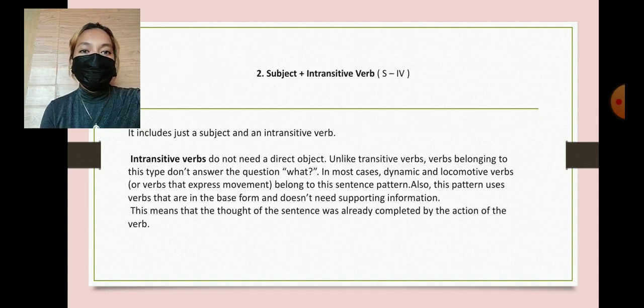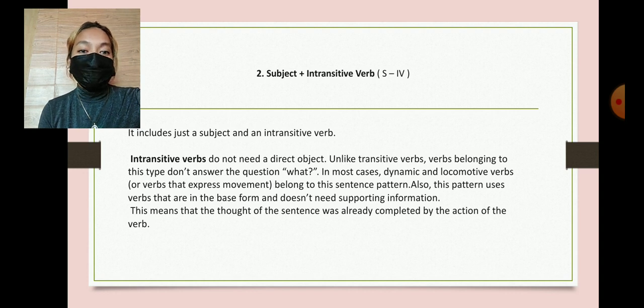So we have here the second sentence pattern, which is subject plus intransitive verb. It includes just a subject and an intransitive verb. Intransitive verbs do not need a direct object, so we can call it independent. Unlike transitive verbs, verbs belonging to this type don't answer the question what. In most cases, dynamic and locomotive verbs, or verbs that express movement, belong to this sentence pattern.